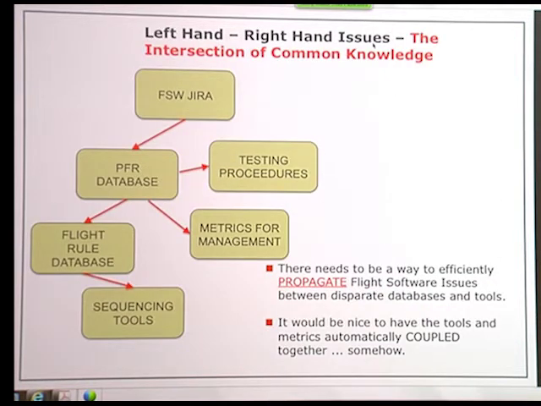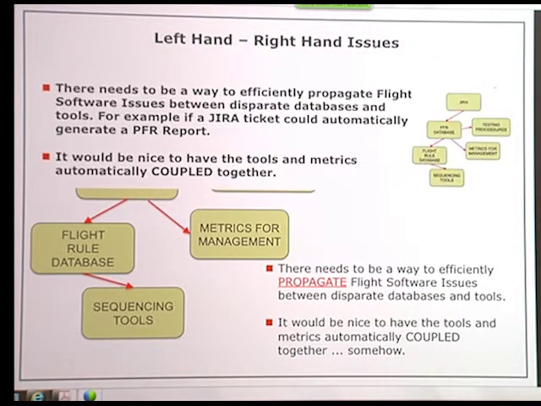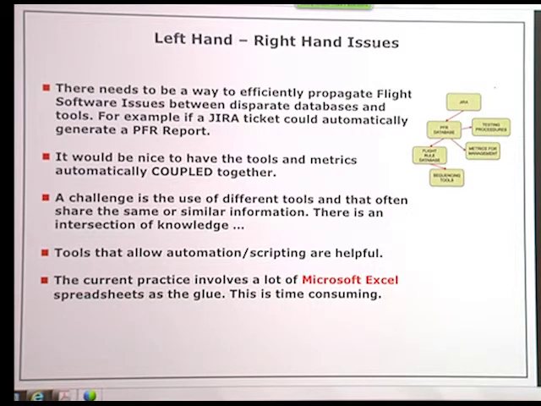And so, as Mark said, there's an intersection of common knowledge. There needs to be a way to efficiently propagate flight software issues between disparate databases and tools. It would be really nice to have the tools and metrics automatically coupled somehow, I think, in the future. Again, I sort of mentioned this. One of the things that we often found ourselves doing was sharing Microsoft Excel spreadsheets as glue between the different teams, and this was time-consuming.